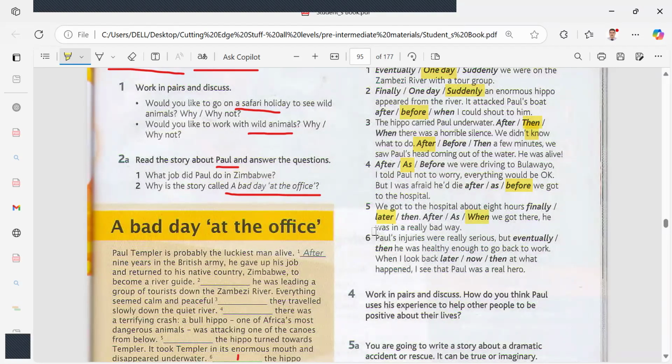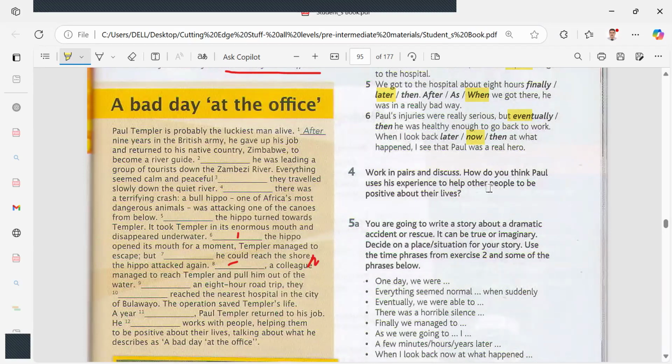Paul's injuries were really serious, but eventually he was healthy enough to go back to work. When I look back at that now, I see that Paul was a real hero.